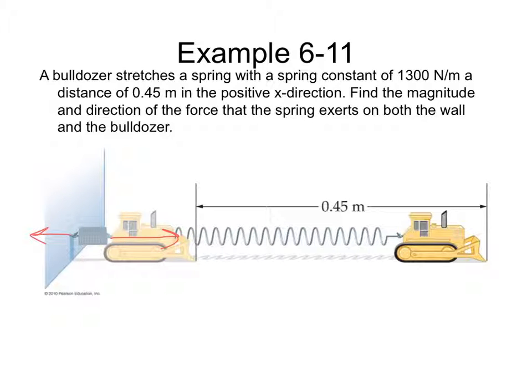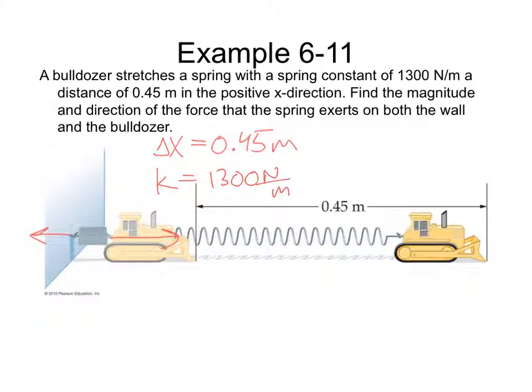So the bulldozer, I guess it's a little toy bulldozer, it stretches this spring 0.45 meters. So that value right there, our displacement, is 0.45 meters. That's the amount that the spring is stretched. Okay? And it has a spring constant, the k, equals, we're told, 1,300 newtons per meter. That's a lot more than the spring constant that I just made up a minute ago, right? 1,300 newtons per meter is the spring constant.